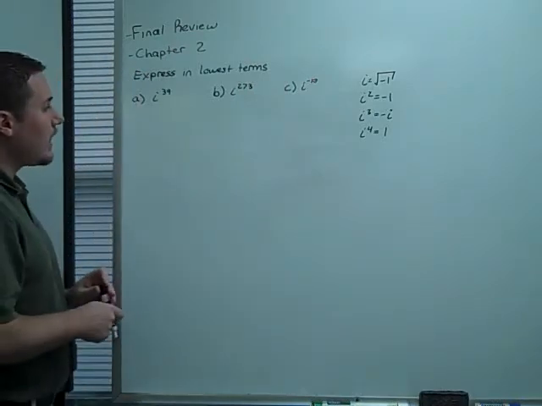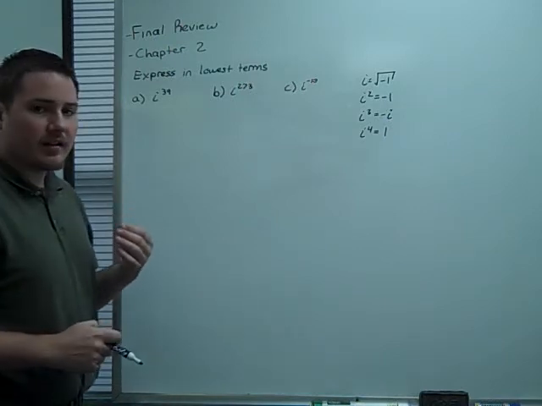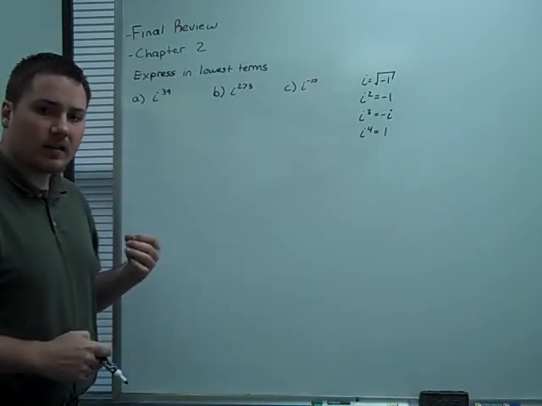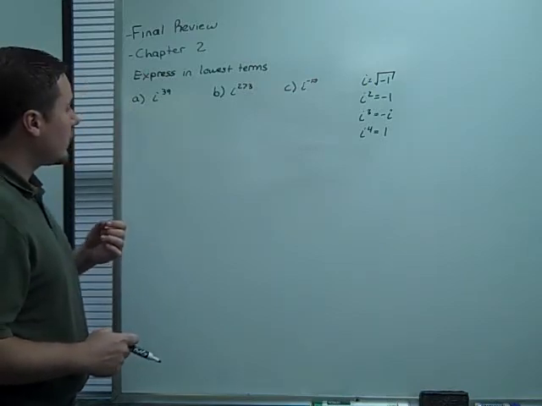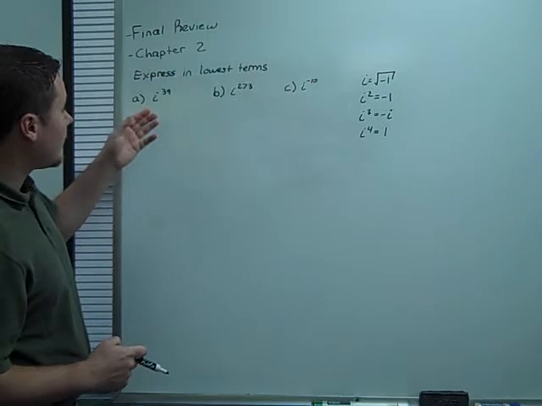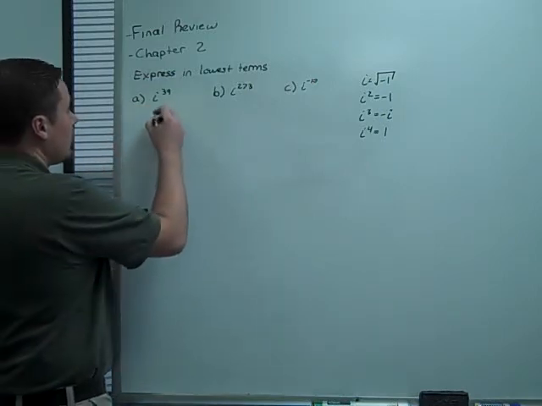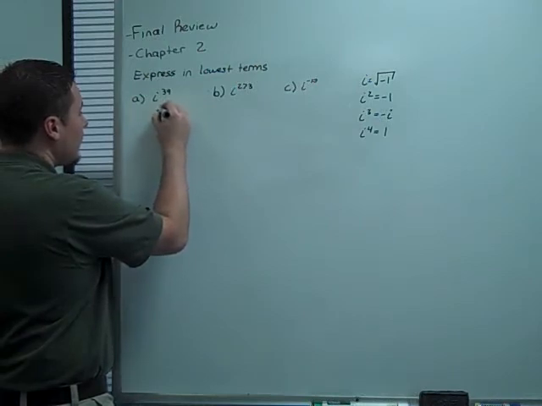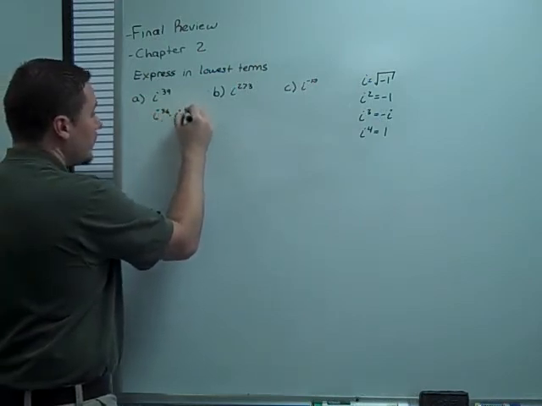i to the 39th, we need to look at 39 and think, what is the largest multiple of 4 in 39? Or not in 39, but less than 39. And that would be 36. So this is like saying i to the 36th times i to the 3rd.